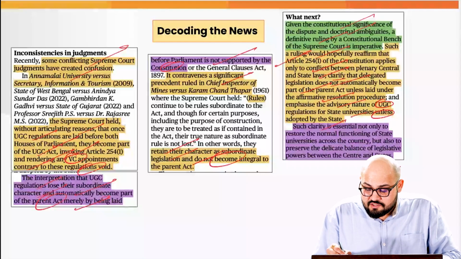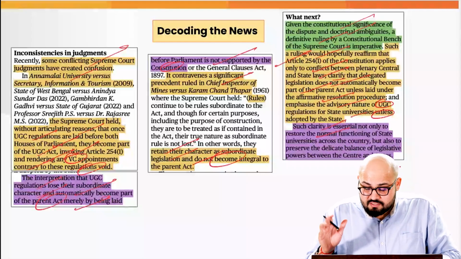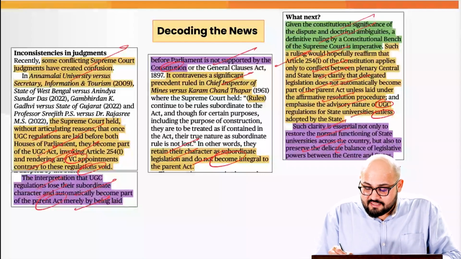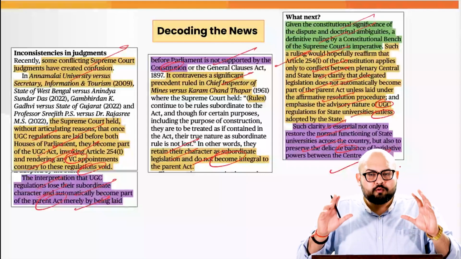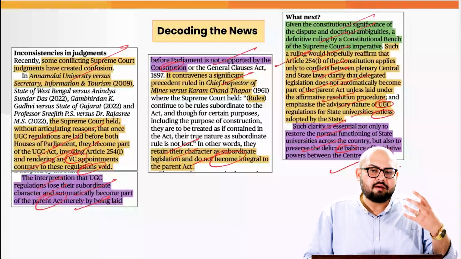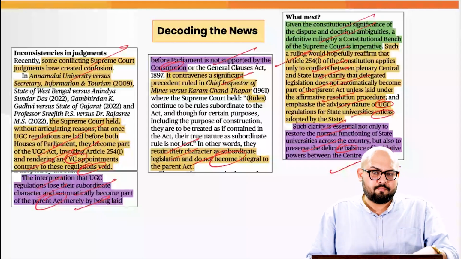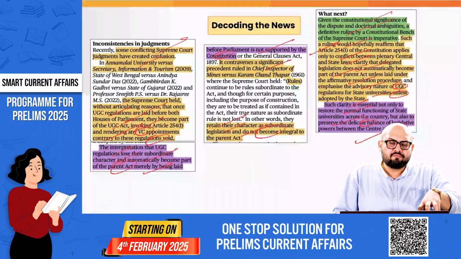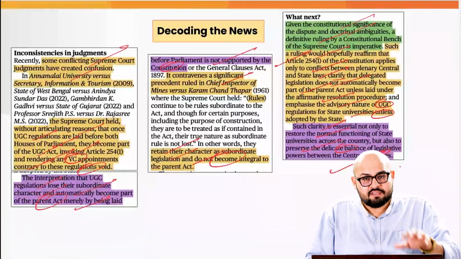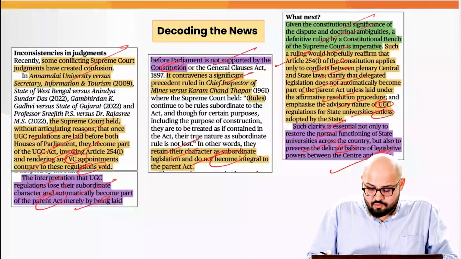Such clarity is essential not only to restore the normal functioning of the state universities, but also to preserve the delicate balance of legislative powers between the center and the state. Again, to ensure that the principles of federalism are kept in mind while making such appointments, and there should not be any arbitrary infringement into the rightful exercise of power by the states. That is what the article talks about. That is what you need to know about this.